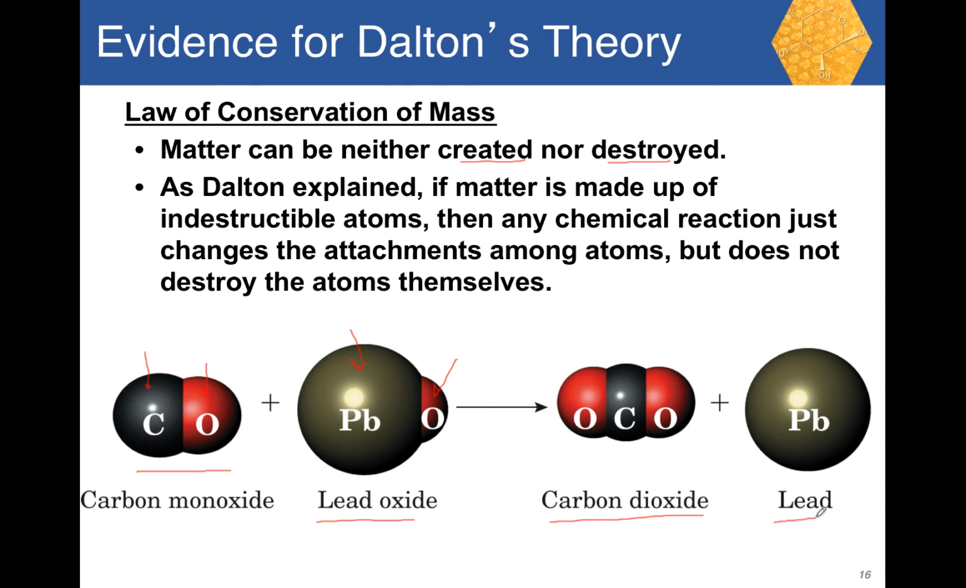The bottom line here is that over here we have carbon, oxygen, lead, and oxygen atoms. And over here we still have carbon, oxygen, and lead atoms. So we have not lost any of the atoms, and we have not gained any new atoms in the product. That's why it's called the law of conservation of mass, because we have not created any new atoms and we have not destroyed any atoms in going from reactants to our products.